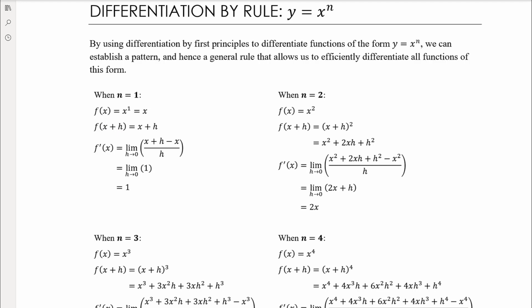And if we then do f of x plus h minus f of x, so there's our f of x plus h, there's our f of x. The x's obviously cancel out, we get h over h, which is just 1, and so we're taking the limit as h approaches 0 of 1. There are no h's in that, so it will always equal 1, regardless of the value of h. And so we've established that when f of x equals x, f dash x equals 1.